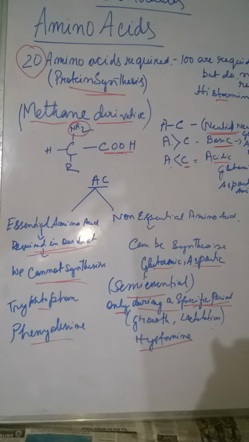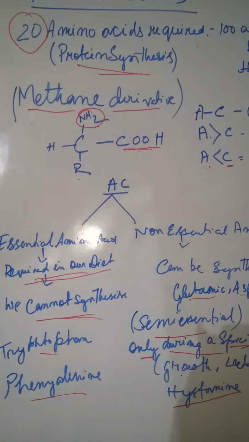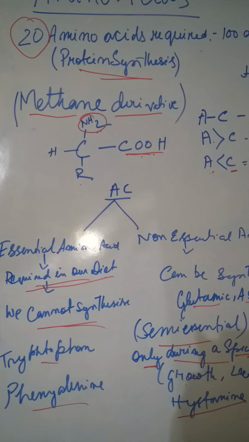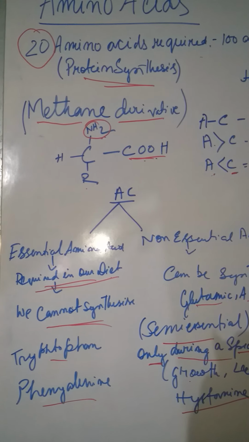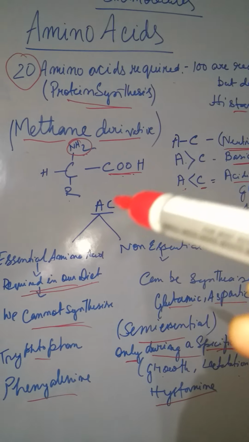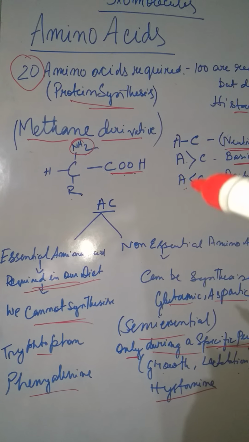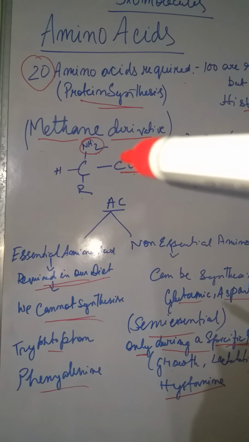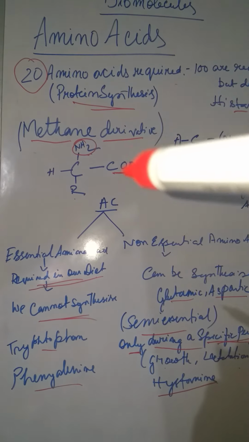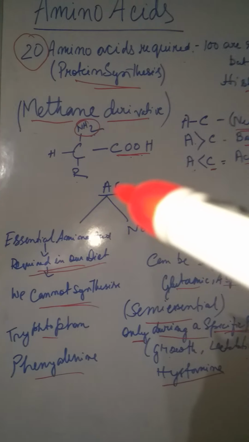Now if you see this molecule of an amino acid, basically it is a methane derivative. We have a carbon atom in the center, and on one side COOH, this is the carboxylic group. Then here we have the NH2, this is the amino group, and here this is R.